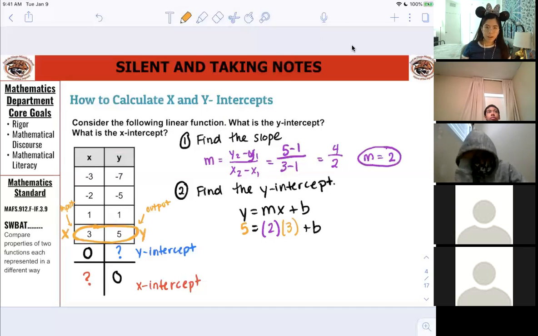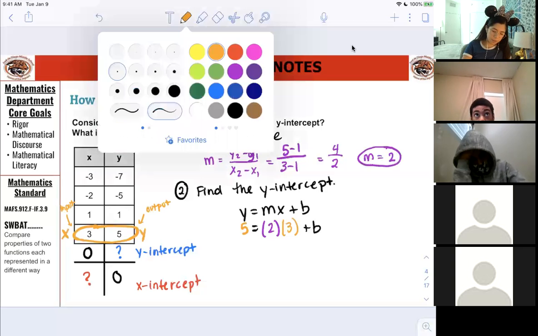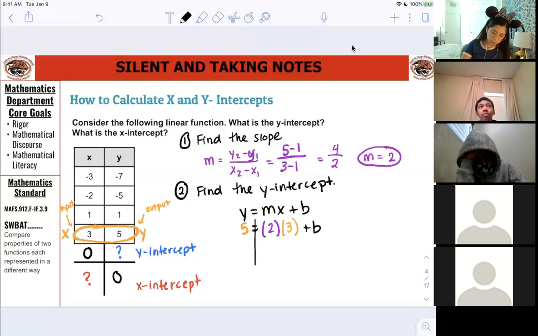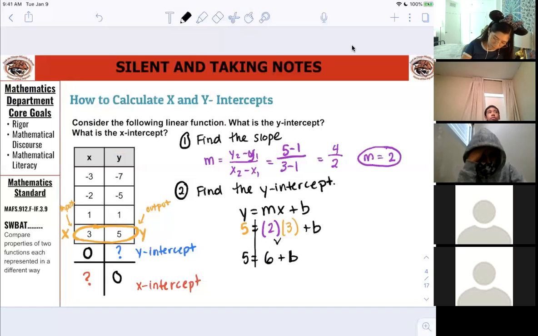Okay, and now I just solve for b. So now I'm going to make a little equation. I've got to multiply first. What's 2 times 3? 6. Yeah, 6. So I have 5 equals 6 plus b. And I know my 6's look like b's sometimes. So one is a 6, the other one is a b. And now to get b all alone, what do I have to take from both sides?